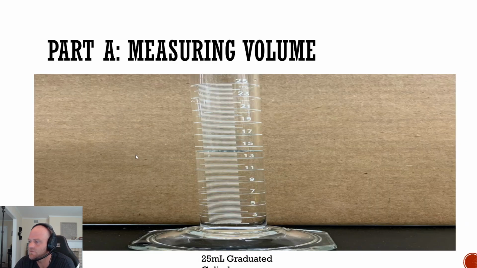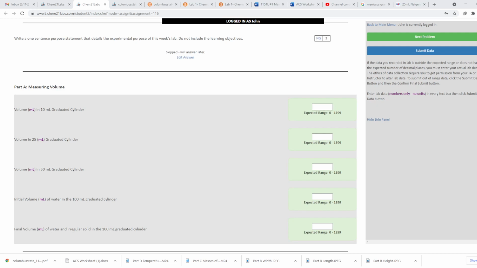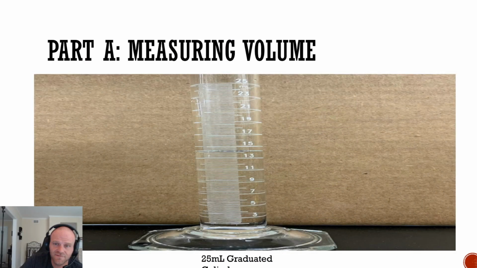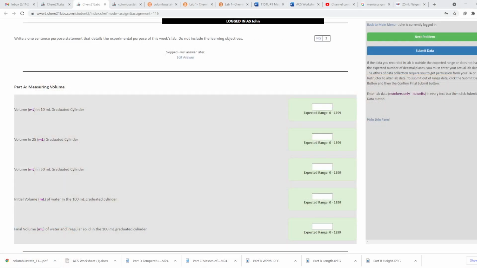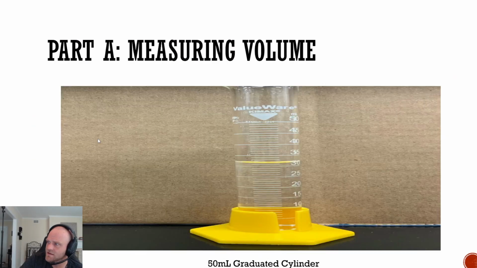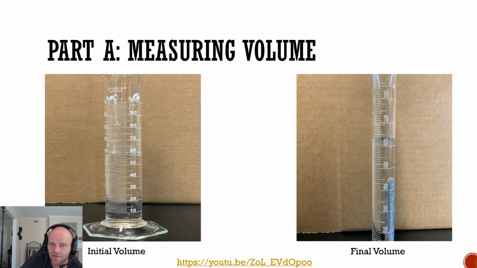So next up is the 25 milliliter graduated cylinder. And so you'll transition back over here, put in the value that you read that volume at, and enter it into your information here. Okay, keep going. That's the 50 milliliter graduated cylinder. You'll do the same thing. Now we're going to talk about displacement.